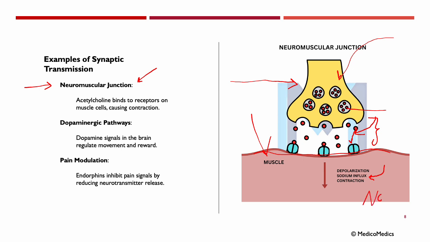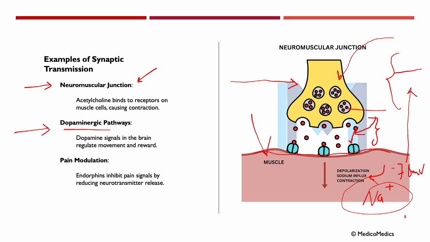And if you remember, sodium is positively charged. So we have a negative resting membrane potential, let's say, of -70. With the influx of sodium, this will move towards threshold, causing depolarization. And this depolarizing of the cell, the muscle cell in this case, generates an action potential that will ultimately cause muscle contraction.